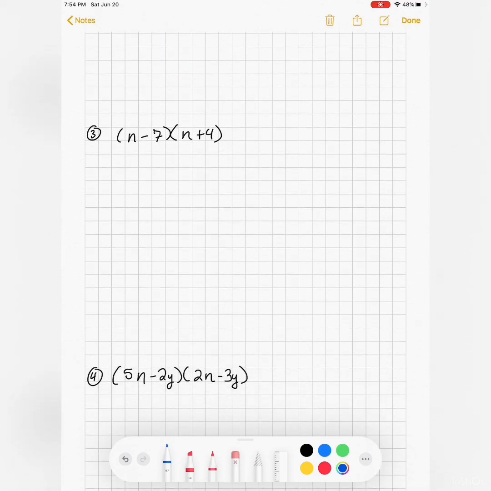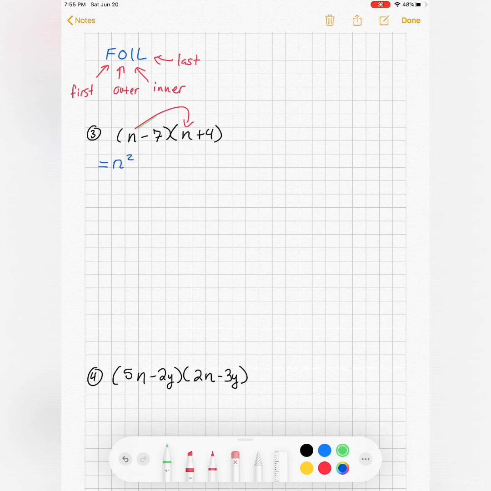These ones are fun, and these ones come up a lot if you continue on in algebra. So multiplying two binomials, we use a process called FOIL. That means we multiply the first, then the outer, the inner, and finally the last. Okay, so first, n times n. n times n is n squared.